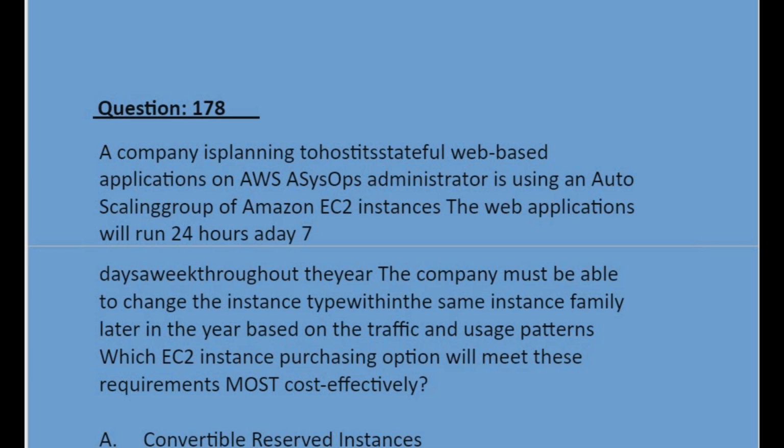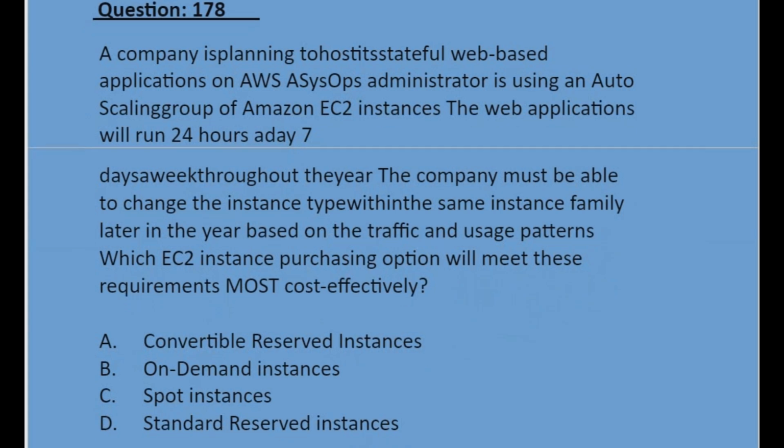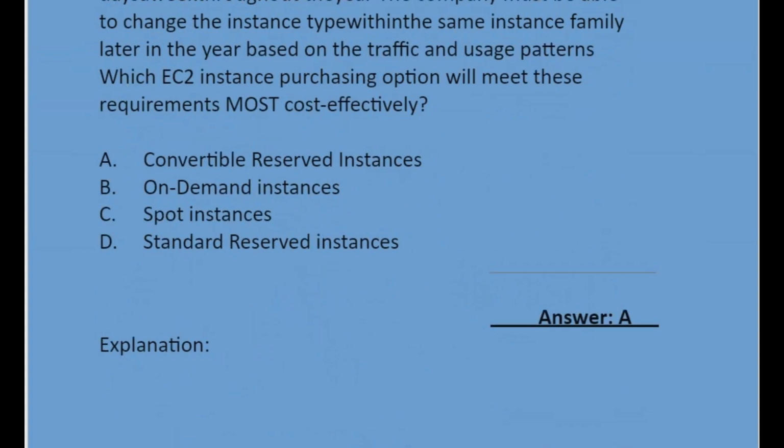Which EC2 instance purchasing option will meet these requirements most cost effectively? Option A. Convertible Reserved Instances. Option B. On-Demand Instances. Option C. Spot Instances. Option D. Standard Reserved Instances. Correct answer is option A.